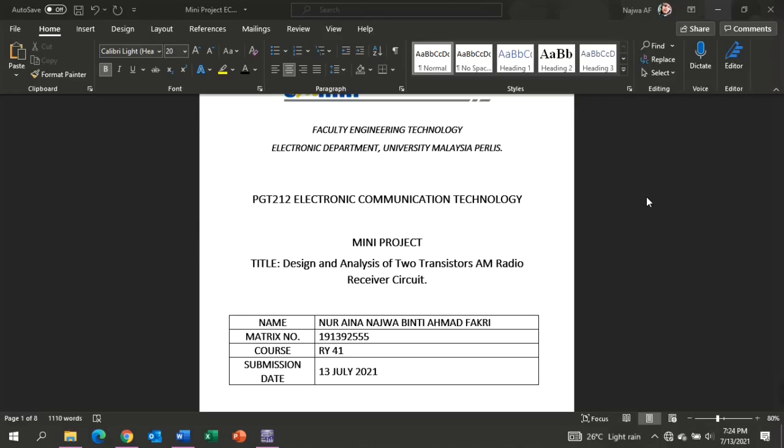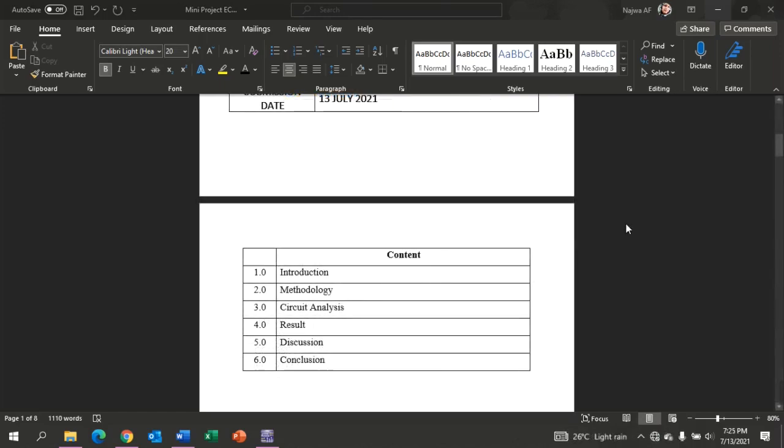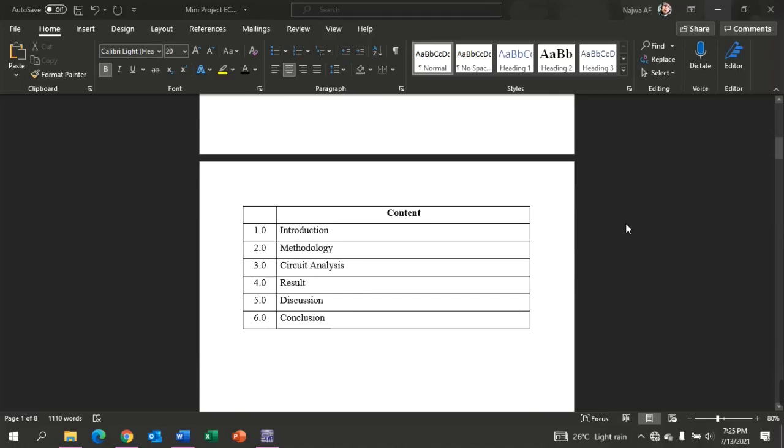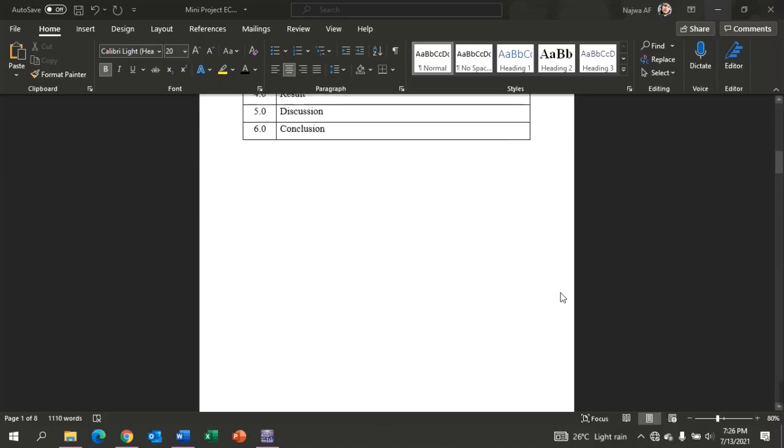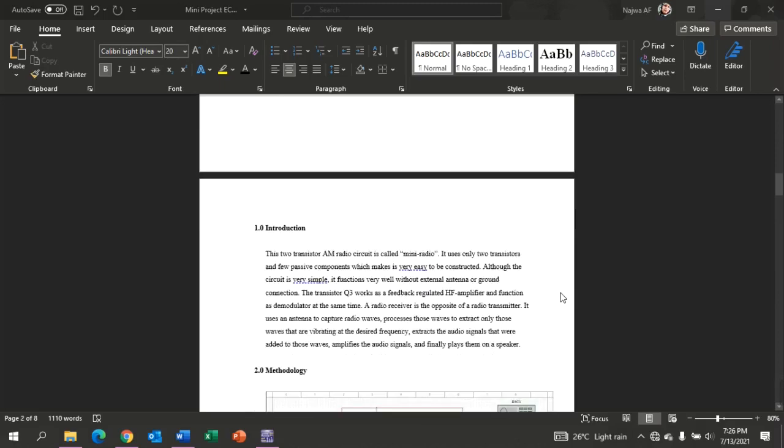Today I will present about this mini project from the subject PGT 212 Electronic Communication Technology. For the mini project, the title that I got is to design and analyze of two transistor AM radio receiver circuit. What I must do is introduction, methodology, circuit analysis, result, discussion and conclusion. Firstly, the introduction.